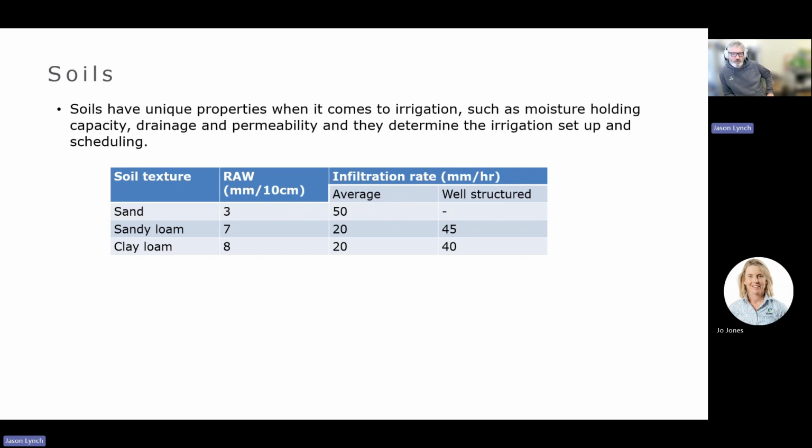But then have a look on the right-hand side, in the well-structured column. Sand, we'll just move on from that, and we can happily say that they are well-structured. They really didn't have structure to begin with, but that's fine. But let's have a look at the sandy loam. If a sandy loam's been well looked after, the infiltration rate can go from 20 in the average up to 45 millimetres per hour. Clay loam, in a well-structured scenario, can be as much as 20 millimetres per hour.